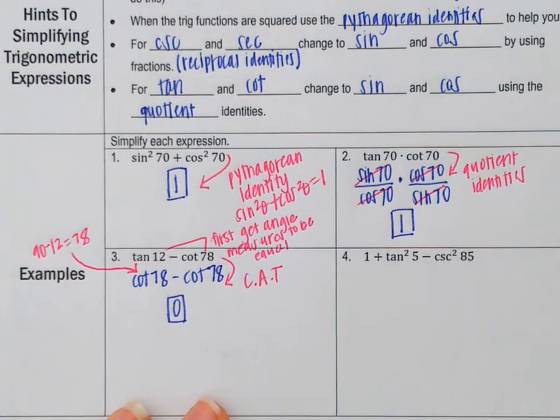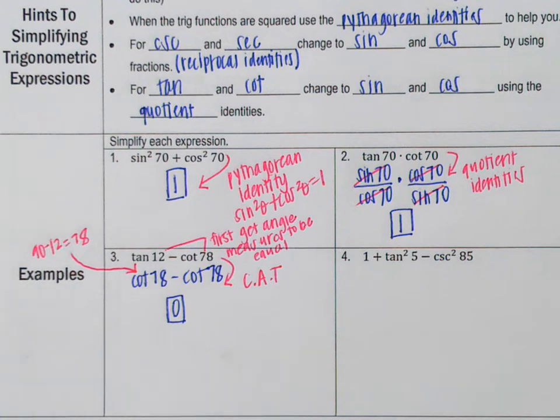Okay, so again, if you guys have any questions, pause it, write down something on a note, come to office hours, send me an email, whatever you guys want to do. Okay, so number 4 says 1 plus tangent squared 5 minus cosecant squared 85. What I want you guys to do is pause me right here, and think to yourself, what's the first step that we're going to do here? So pause, think about what's the first step, look at the hints to help you, and then come back.